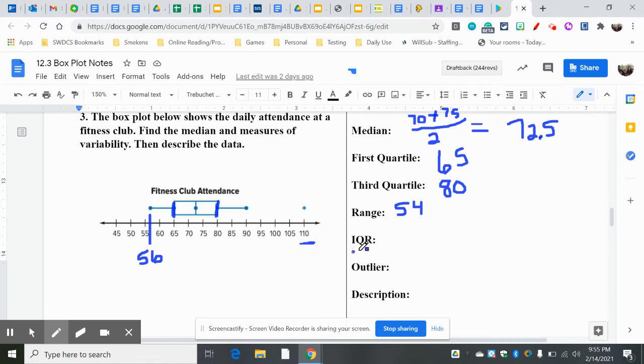Okay, IQR, remember IQR is quartile 3 minus my quartile 1. So you're going to use your values from up above. Quartile 3 minus quartile 1. What is your IQR?